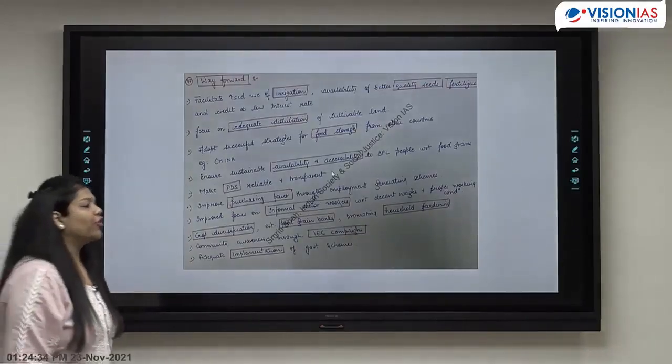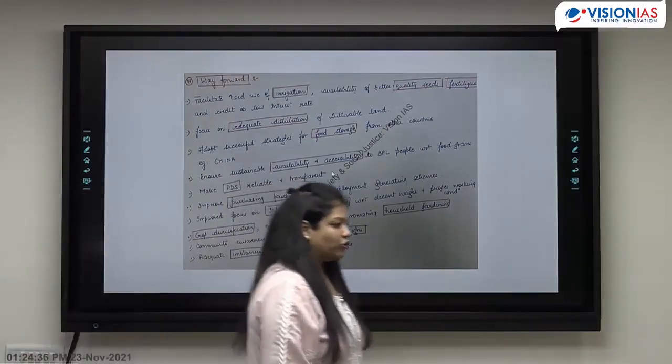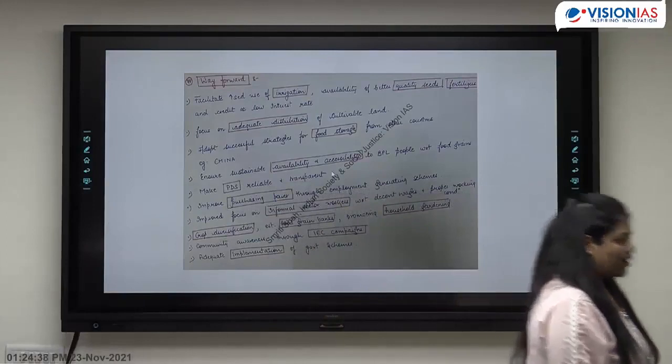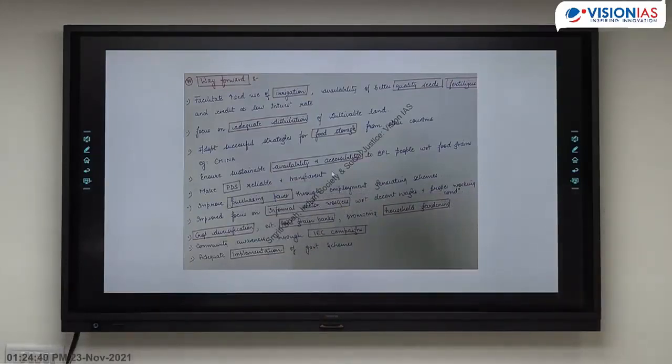So if you are talking about the way forward, you can talk about the irrigation facilities, you can talk about better identification of beneficiaries, right? You can talk about the practices from other countries with respect to storage or warehousing that can be emulated, for example in the context of China. Then you can also make sure of availability and affordability, especially to the BPL, below poverty line people, with respect to food grains on a sustainable basis.